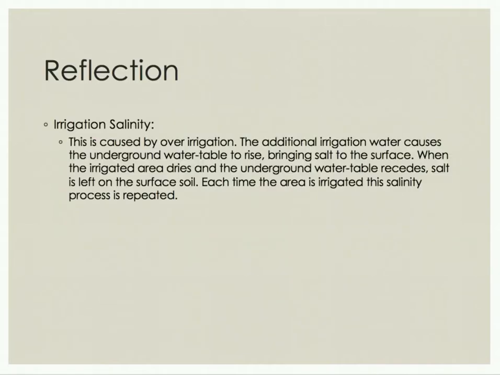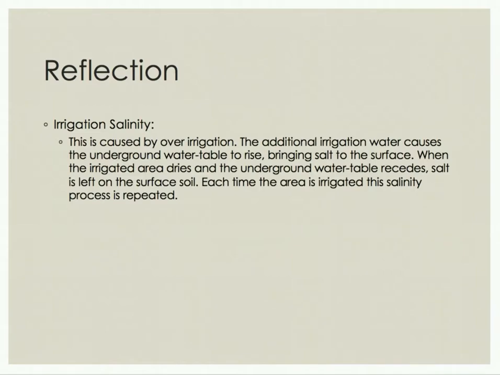So irrigation salinity. This can be caused by, again, over irrigation. The additional irrigation water causes the underground water table to rise, bringing the salt to the surface, making the soil inhospitable for growing other things. When the irrigated area dries and the underground water table recedes, salt is left on the surface soil. So each time the area is irrigated, the process is repeated.